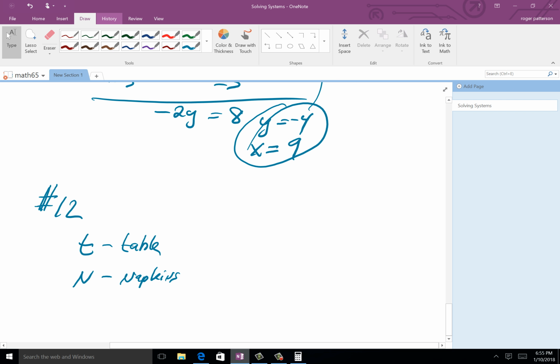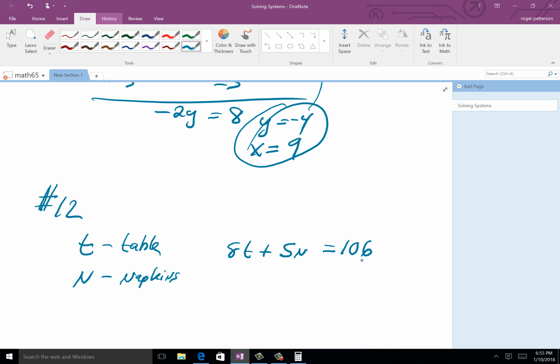Now we've got to take that first sentence and write some sort of a mathematical equation for it. Looking at that first sentence, what could we write? It'd be 8t plus 5n equals 106. Good job. So 8 tablecloths, 5 napkins for 106.